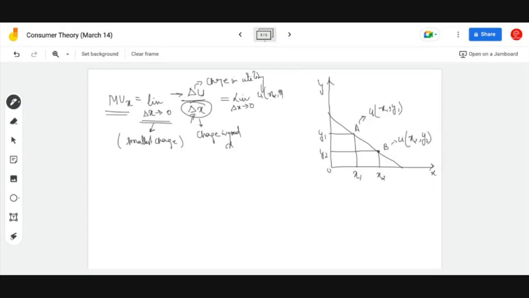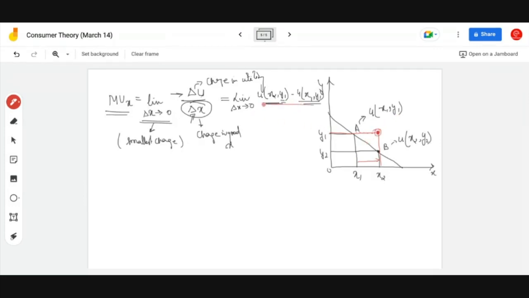U(X2, Y1) minus U(X1, Y1). So this was the initial utility, and this is the new point. Yes or no? But then what we are doing is that we are keeping Y1 as constant. So you can think of somewhere this point, so that we are changing this one, but we are keeping Y as constant. Is it clear?